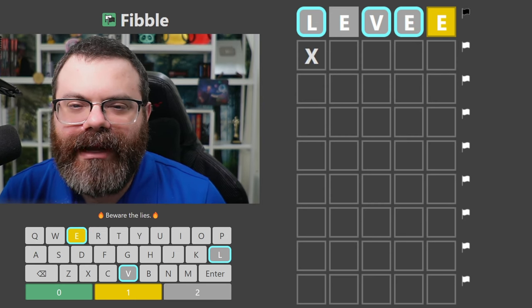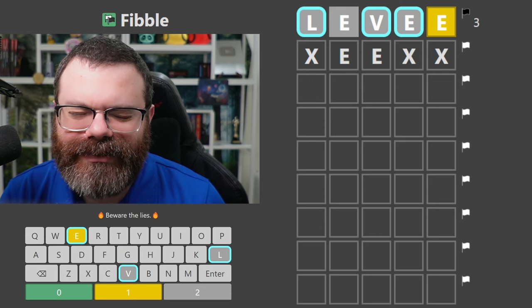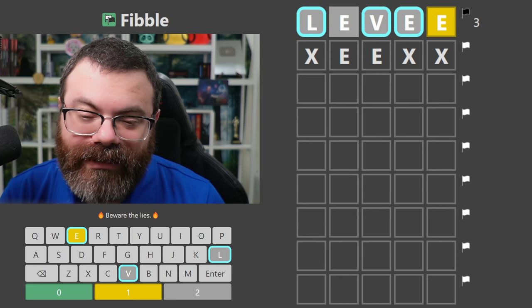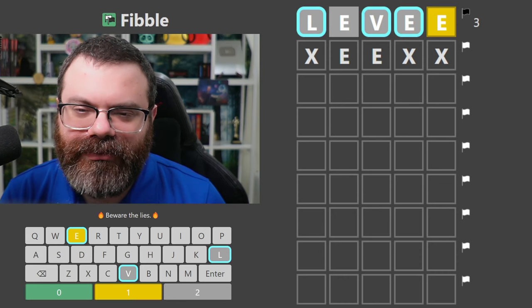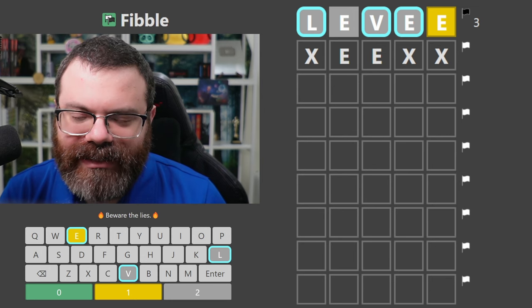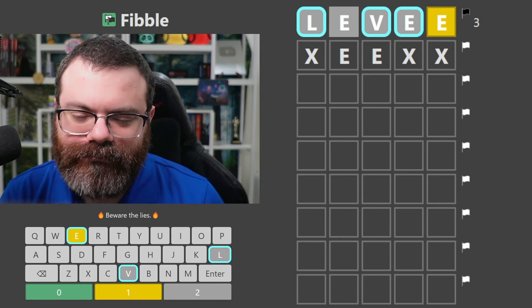So I would need to do E. Maybe I could do EE like this, but otherwise, I could start with double E as well, but I can't do three E's because then I would need two lies in Levy. All right, I figured it out. It has to be this if we use double E, and I need to come up with a word. Why is it so hard? We have all the letters.